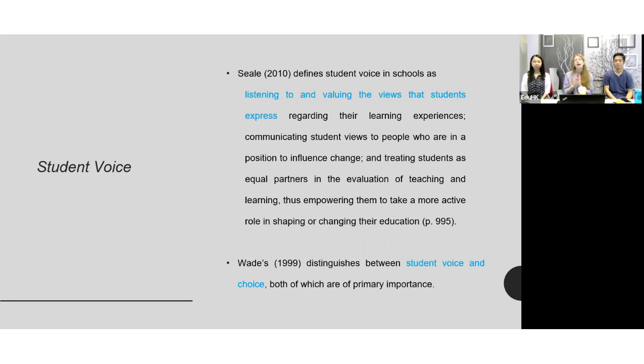I think what I like most about Wade's definition of student voice is that they distinguish between student voice and having choice, and having real choice. What is the difference between tokenistic choice and real choice? So I think a lot of times we do give students tokenistic choice, but it's not a real choice where they can really express themselves completely freely in whichever way they want.